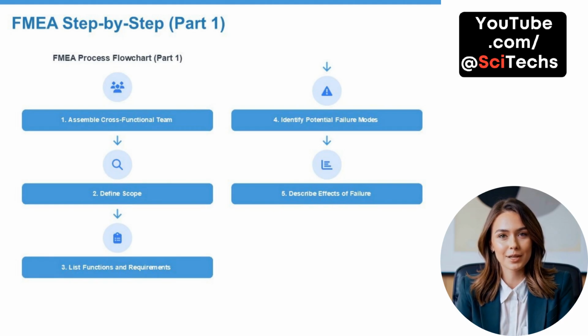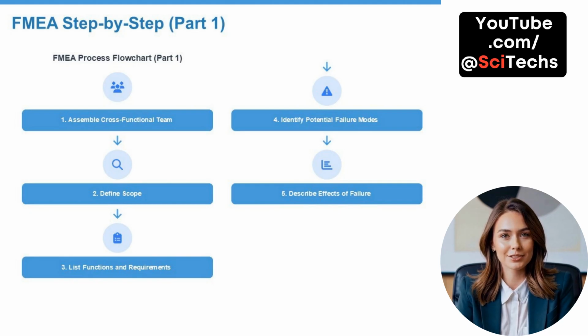FMEA Process Flowchart, Part 1. The FMEA process begins with 5 foundational steps, structured into a repeatable flow. First, assemble a cross-functional team with expertise across the product or process lifecycle. This diversity ensures that failure modes aren't missed.